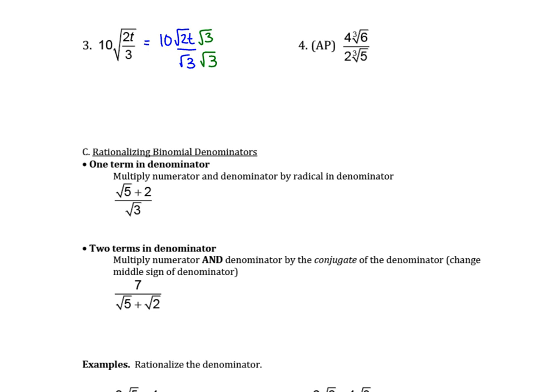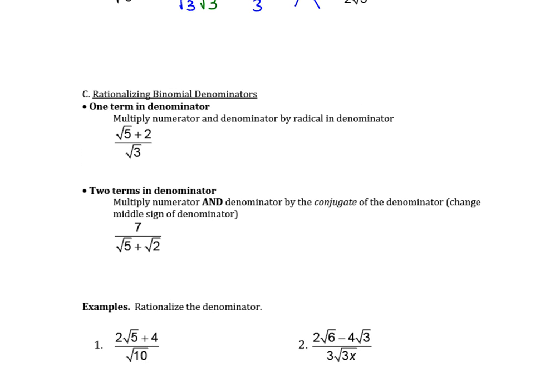Okay, so on the numerator, what's left over? 10 root 6t divided by just 3. Root 3 times root 3 is 3. Okay, so that's just like what we did here.